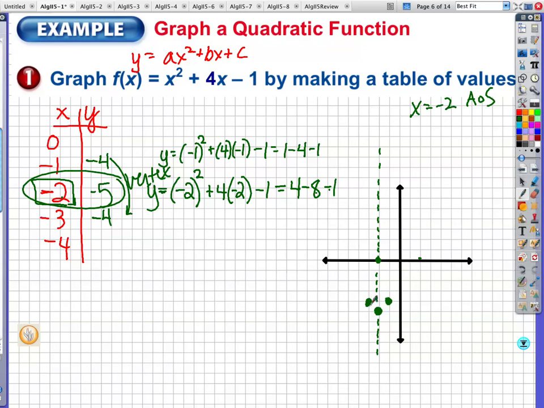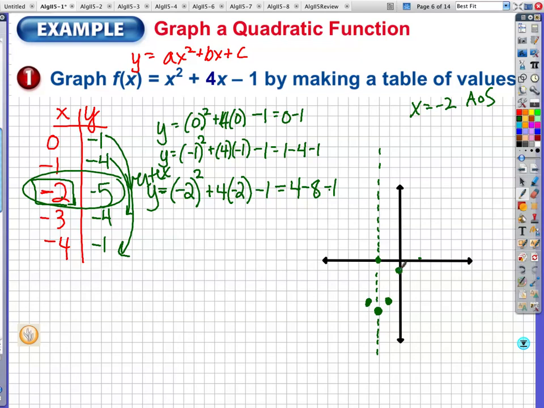All right, what should I pick, 0 or -4? I'm going to go with 0. y equals 0 squared plus 4 times 0 minus 1. Well, that's 0 and that's 0, so I have 0 minus 1, which is -1. The beauty of symmetry says I don't have to do math all over again. I put -1 in there again. Okay, so now I graph 0, -1.